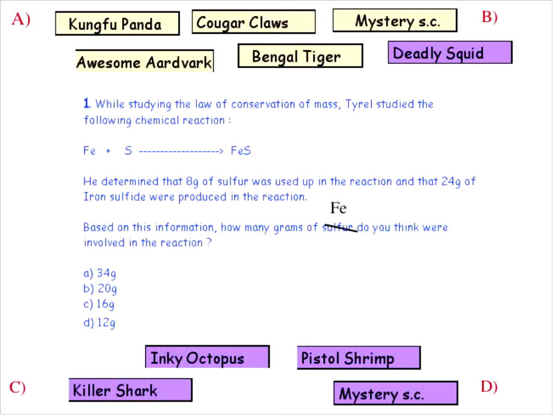Yeah, I remember that song, Inky Octopus. They used to play that song on the radio when I was a kid. Everybody was kung fu fighting?